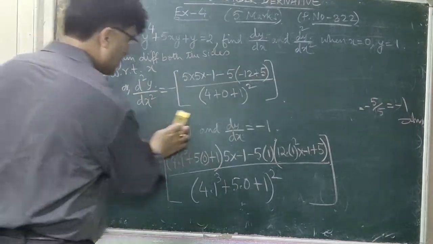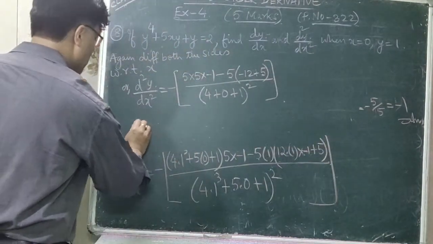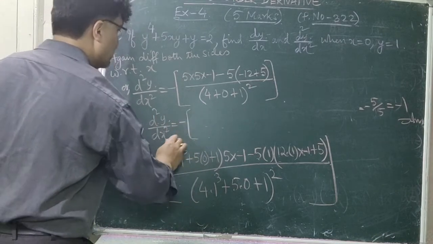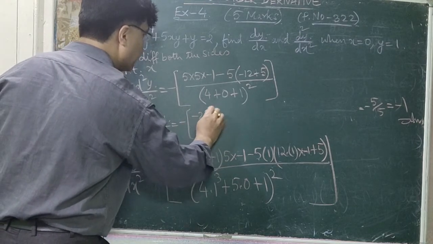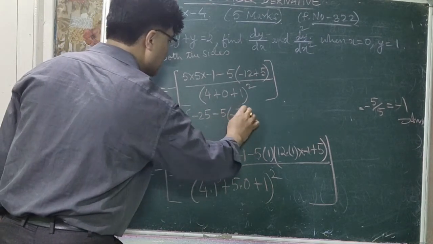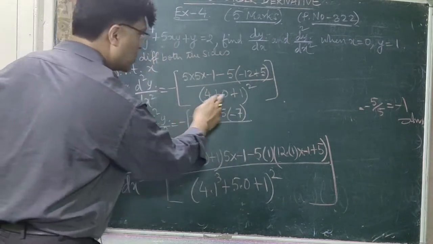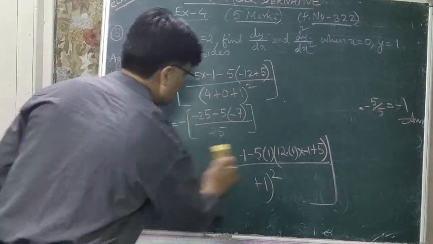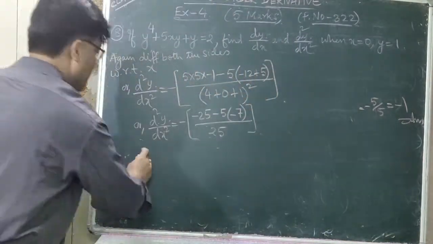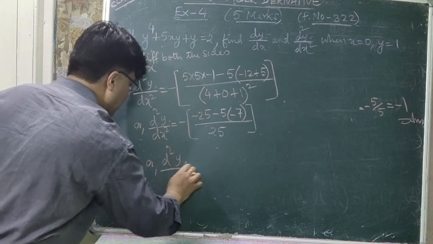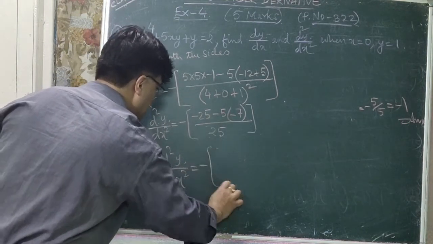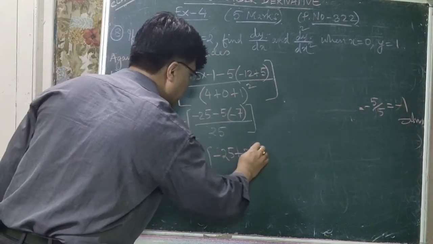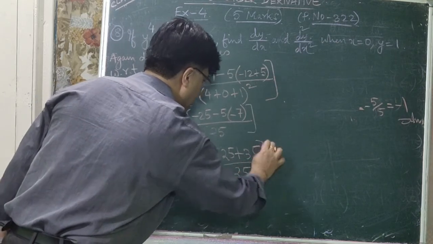Okay. Now let us simplify it again. So this is your d2y by dx square, which is equal to minus sign within third bracket. This is minus 25 minus 5 into, this is your minus 7, divided by 4 plus 1 is 5 whole square, this is your 25, right? So next, d2y by dx square is equal to minus sign within third bracket minus 25 plus minus into minus plus 7 5s are 35 divided by 25.